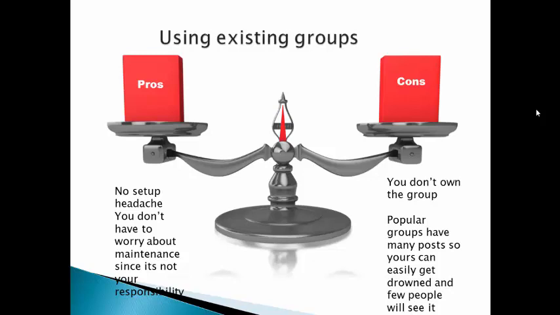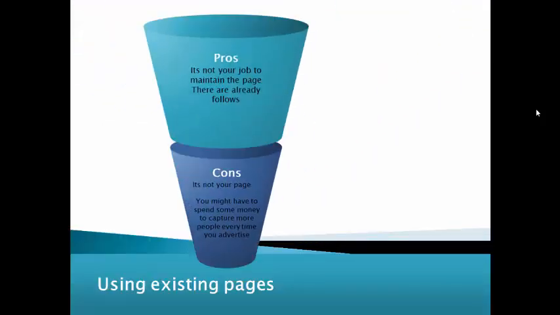So it's not always easy in that case for you to be visible. How about using existing pages? What are the pros and cons? Here's a pro. It's not your job to maintain the page, and there are already followers for that page, so they'll be able to see your advert once you post it.